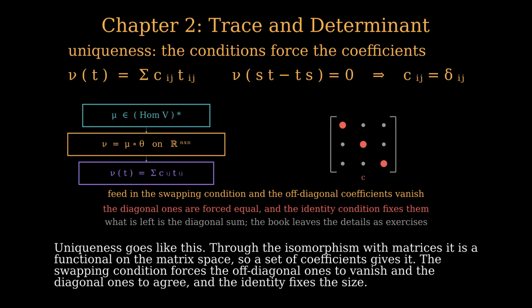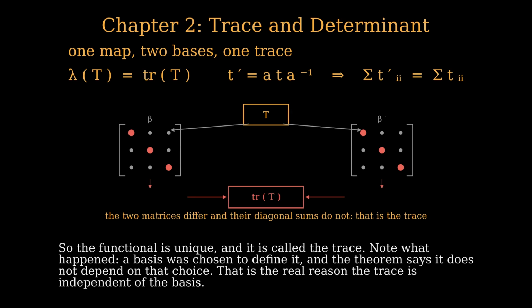Uniqueness goes like this. Through the isomorphism with matrices, it is a functional on the matrix space, so a set of coefficients gives it. The swapping condition forces the off-diagonal ones to vanish and the diagonal ones to agree, and the identity fixes the size. So the functional is unique, and it is called the trace. Note what happened. A basis was chosen to define it, and the theorem says it does not depend on that choice. That is the real reason the trace is independent of the basis.